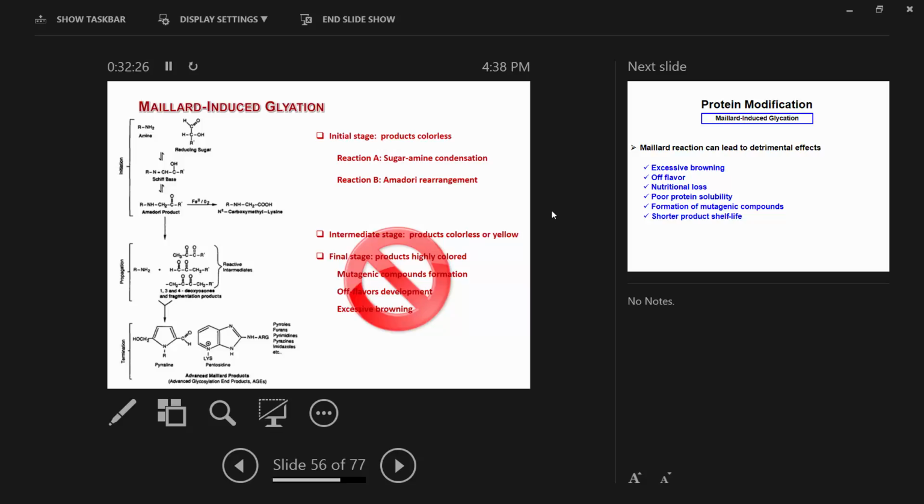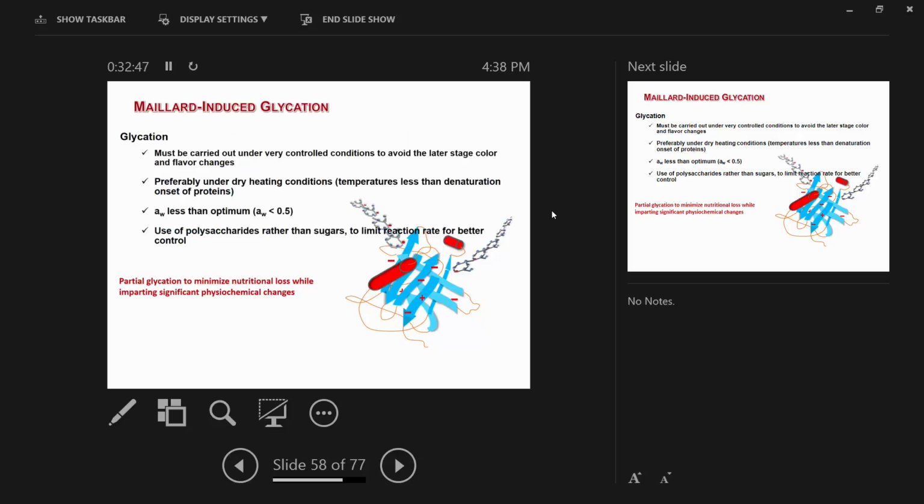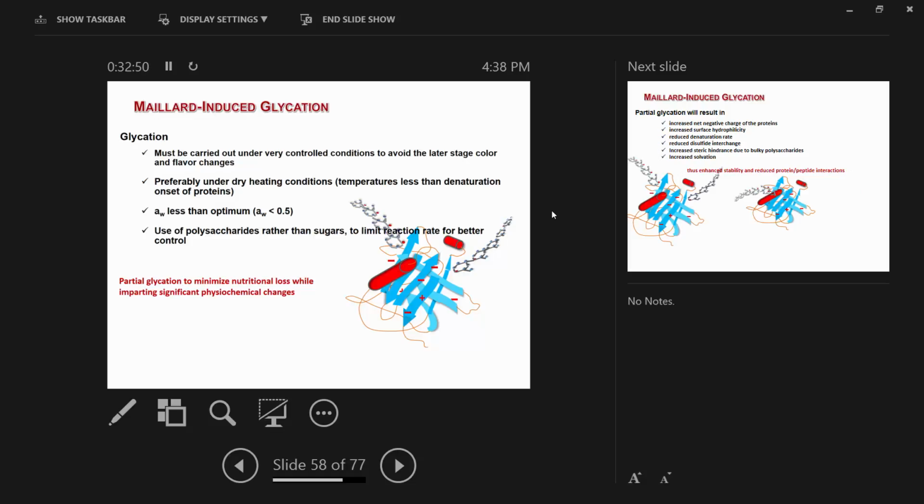We do not want intermediate stages or final stages where you get your adverse reactions: excessive browning, flavor and nutritional loss, protein polymerization, formation of mutagenic compounds, and shorter product shelf life altogether. So we don't want that. In order to avoid that, you would glycate under very controlled conditions. You promote a Maillard reaction by doing so under almost dry conditions, under water activity below the optimum of the Maillard reaction.